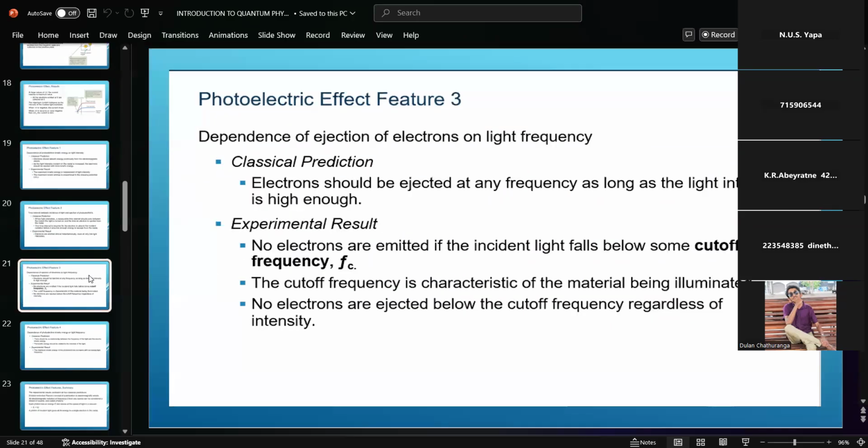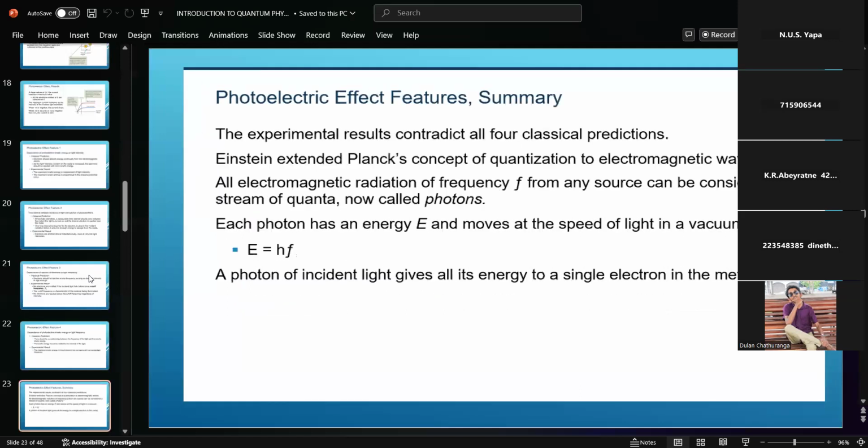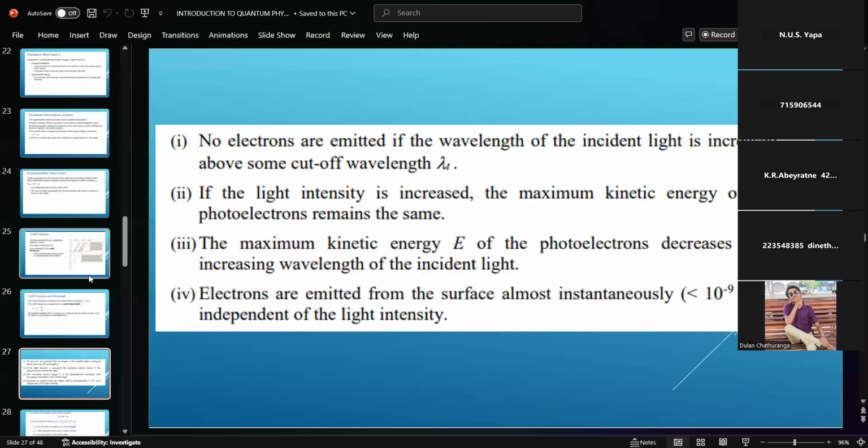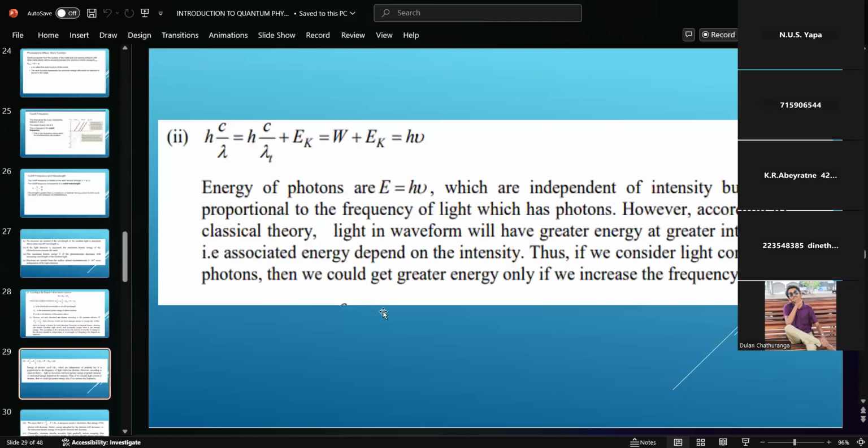Here I am explaining according to the quantum theory, right? You have to read more and more and try to understand, right? I will share this PowerPoint also in OULMS. Then the second one: when intensity increases, the maximum kinetic energy of the photoelectron remains the same. And I explained here, the energy of photons is equal to h nu, which is independent of intensity but proportional to the frequency. We know it, right? Of light which has photons.